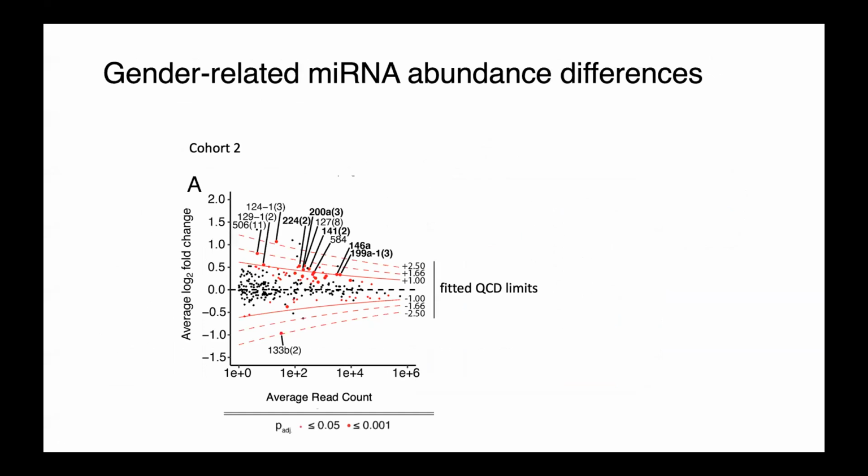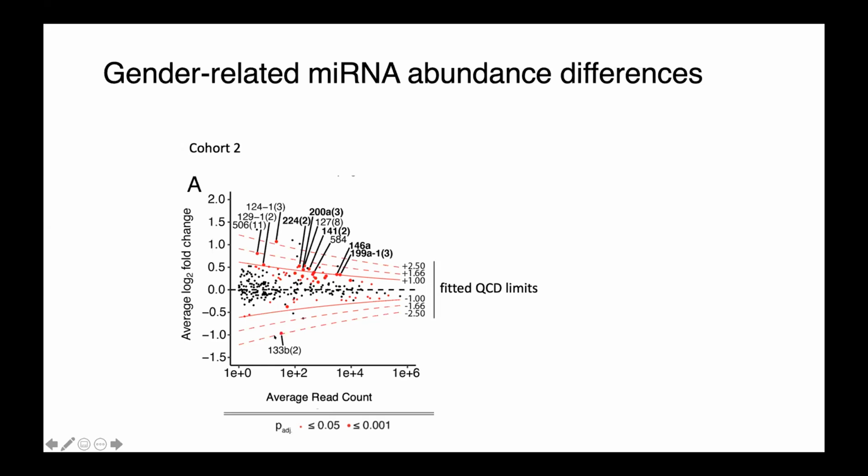Now, after having seen this, we looked at how actually the different metadata groups compare by differential expression analysis. And this is shown here as an example for the gender-related microRNAs. As you can see, the differences between men and women when it comes to the abundance of microRNAs in plasma is really small. And if we use the fitted QCD limits, it's actually in the range of what is to be considered normal variation. So we don't see there is a lot of biological significance here.